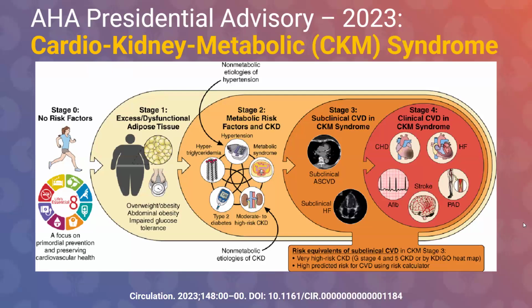And the last stage is, of course, clinical cardiovascular disease, where it becomes symptomatic, and the different types of cardiovascular disease are depicted here. End-stage kidney disease would be stage 4 disease here. And I think stage 4 CKM has been divided into A and B, with and without kidney failure. So that's another nuance that you may come across. But that's the cardiokidney metabolic syndrome and its stages.